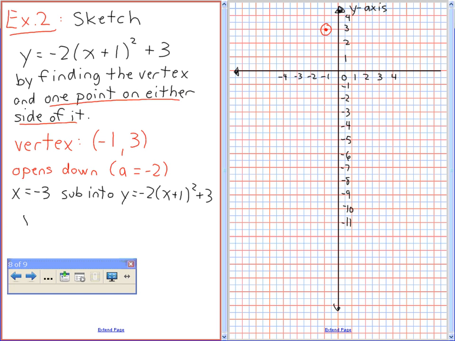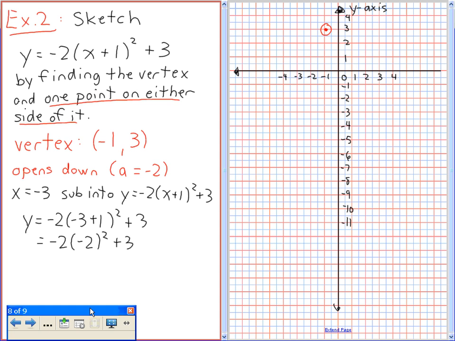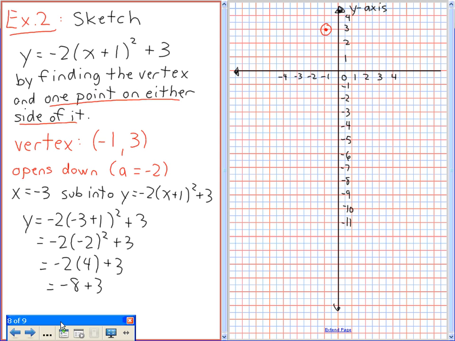So it's going to be y equals -2. I should actually write that in. And if we're seeing x, I'm going to plug in a -3. So negative 3 plus 1 squared plus 3. That's negative 2 times negative 2 squared plus 3. That's negative 2 times 4 plus 3. That's negative 8 plus 3. That's negative 5. Therefore, the point I just found was negative 3 and negative 5.